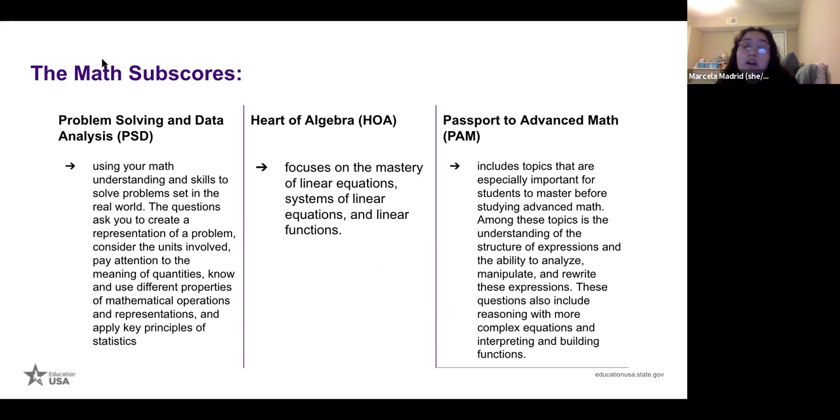Second is heart of algebra, which is going to focus on the mastery of linear equations, systems of linear equations, and linear functions. So the bulk of it, heart of algebra: do you know your algebra?